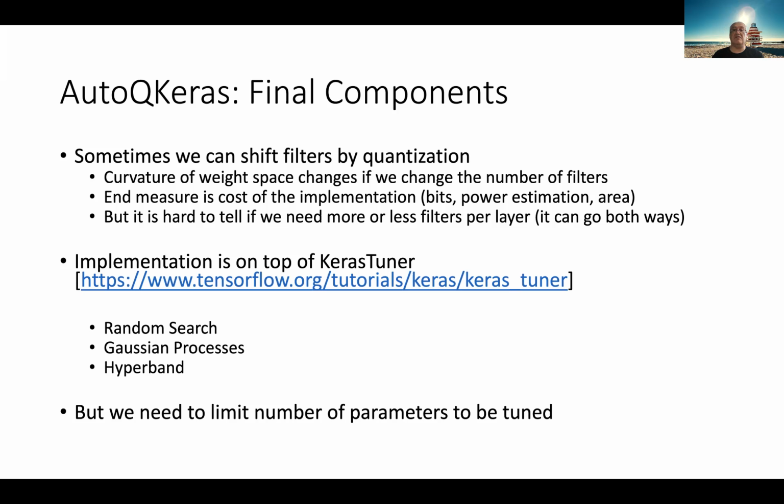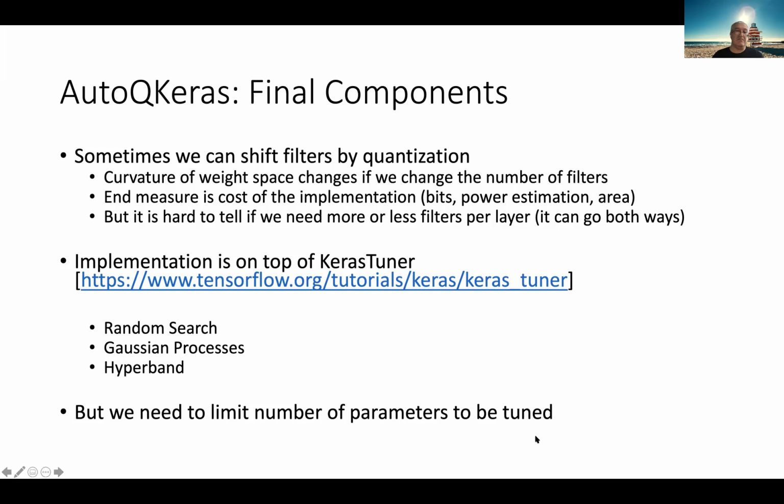AutoQKeras itself is implemented on top of Keras Tuner, and Keras Tuner has random search, Gaussian processes, and hyperband search, and we enable you to use any one of them. My experience is that Gaussian processes are very good because they converge faster, but sometimes if you do random search, you can find a better point at the end. But if you just want to run something quicker to get good enough results, I would choose Gaussian processes.